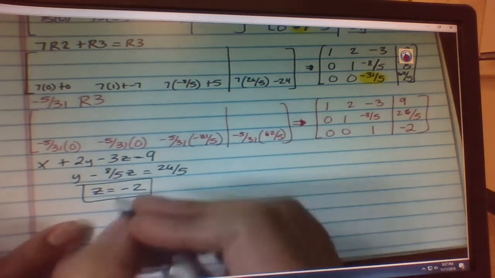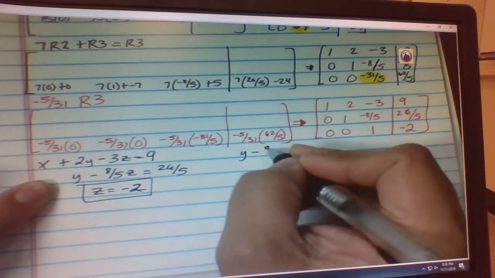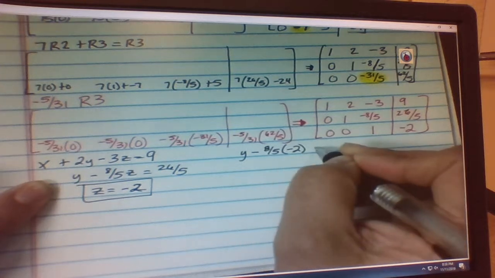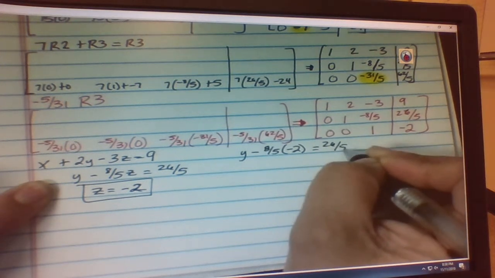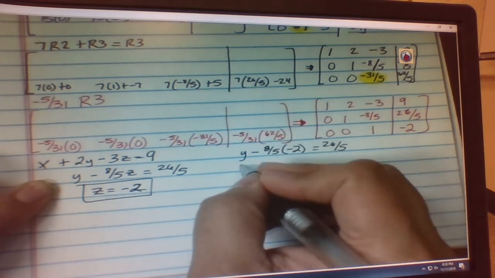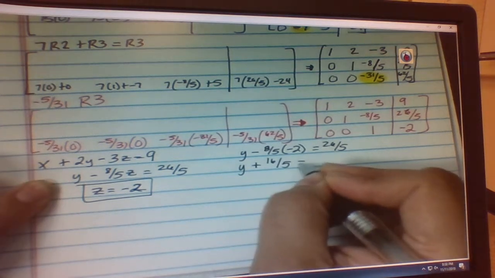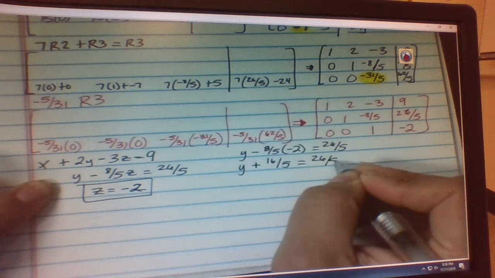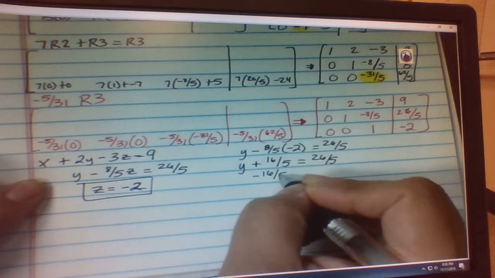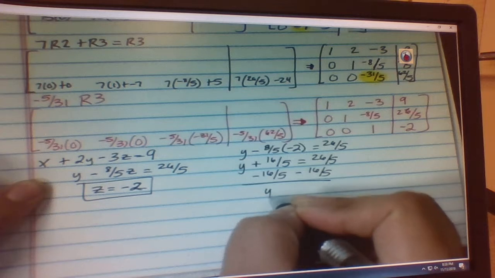I use this and plug it into the one right before it. y minus 8 over 5 times a -2 equals 26 over 5. This -8 and the -2 becomes a positive 16 over 5. And what do I do with this 16 over 5? Subtract. And what is 26 minus 16? 10. And what is 10 over 5?